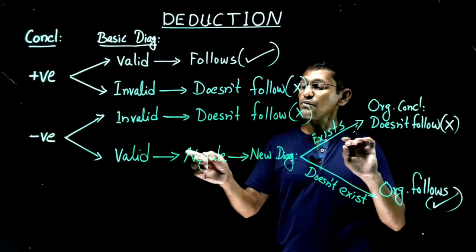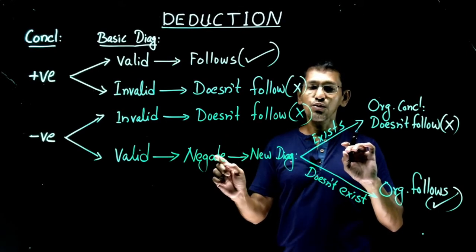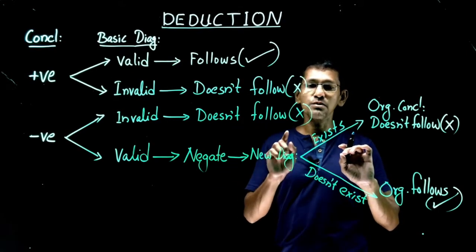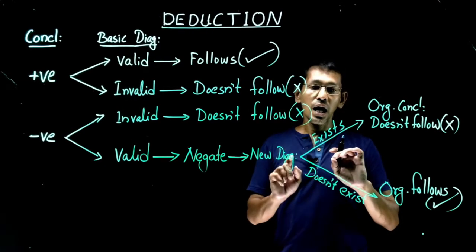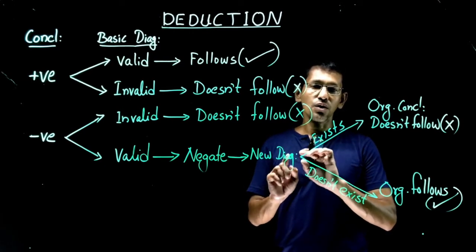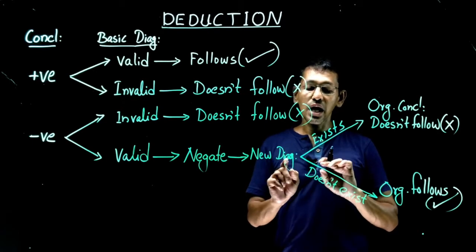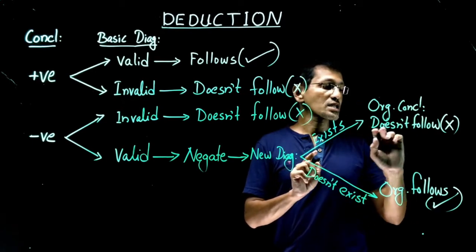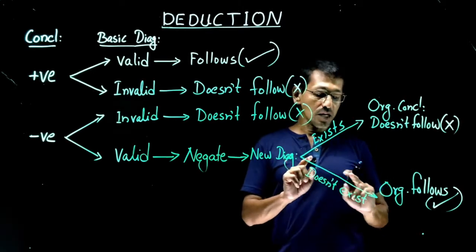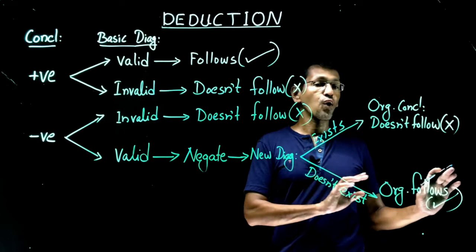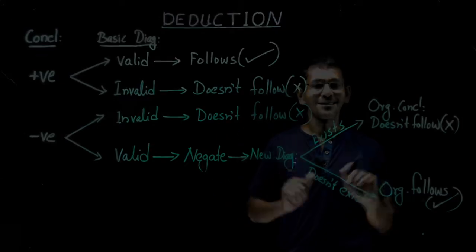Which are the 2 steps? We have to negate that conclusion, then draw a new diagram using the negated conclusion, and check whether this new diagram exists or not with the given statements. If the new diagram exists, then the original conclusion doesn't follow. If the new diagram doesn't exist, then the original conclusion follows. That's it. We have quickly reviewed how we check these conclusions with the statements or the basic diagrams, and how these conclusions follow the statements or not.